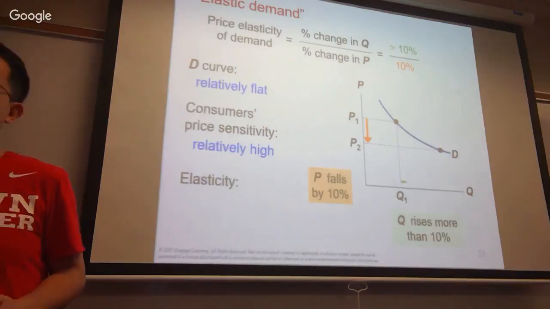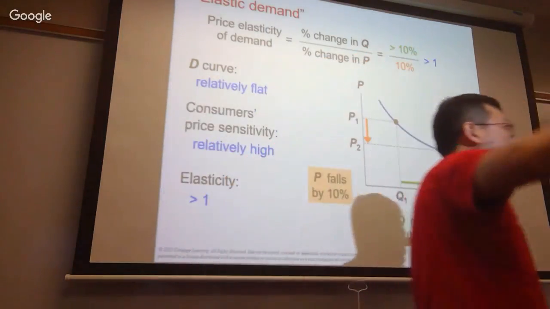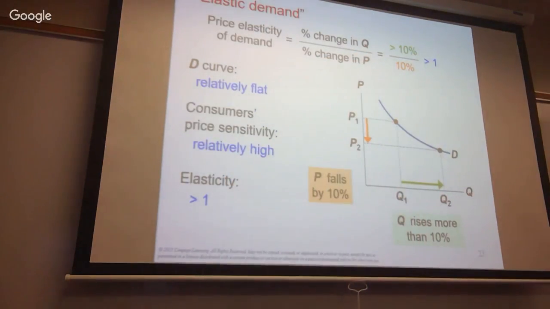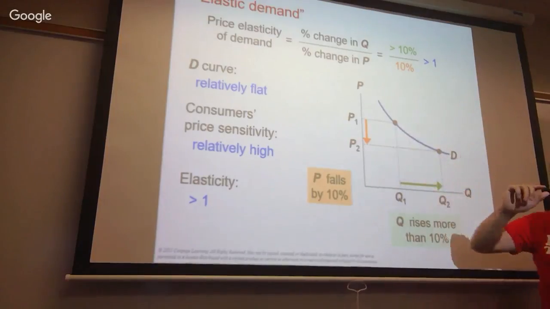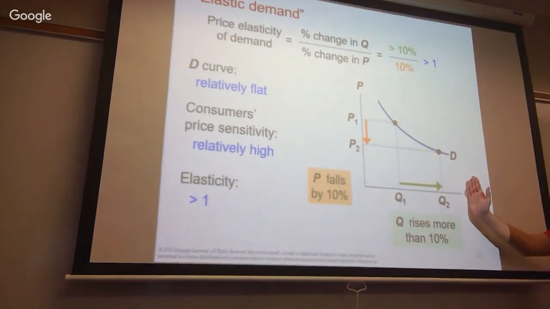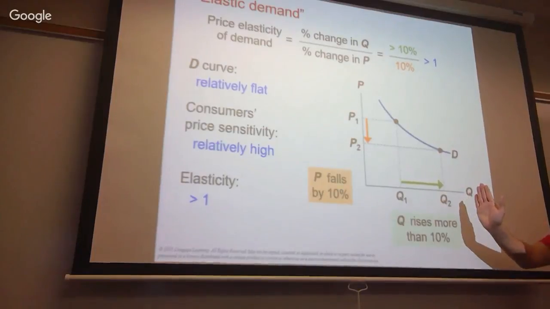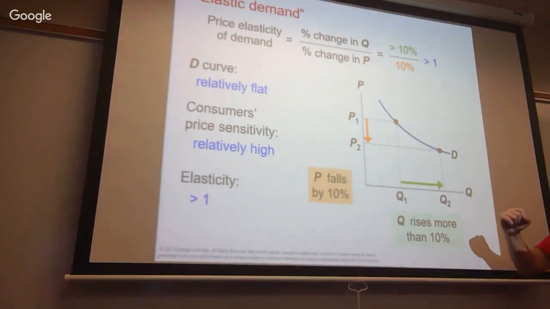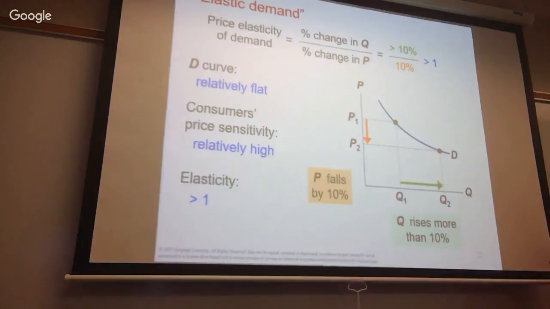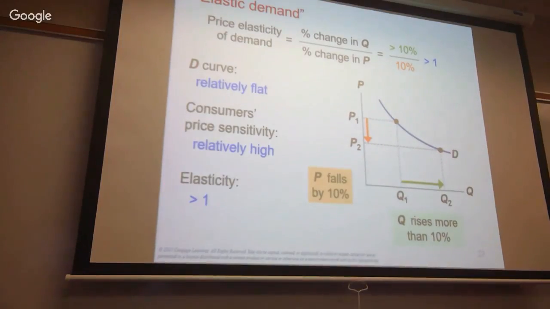Now, next one, if you see a pretty flat demand curve, this is called an elastic demand. That means in this demand curve, we consumers care about the price change. When the price changes by a little bit, we change by a lot. So for this example, our price goes down by 10%, but quantity changes by more than 10%. So consumers are very sensitive about the price change. This is called an elastic demand. Any type of luxury good is an elastic demand.